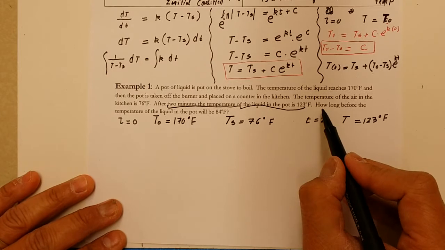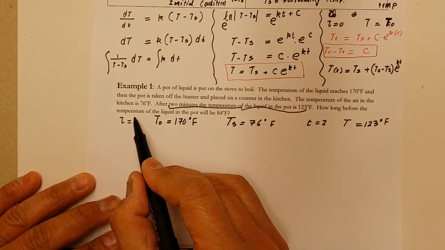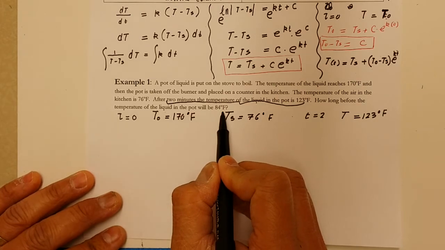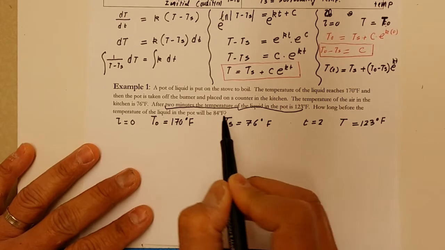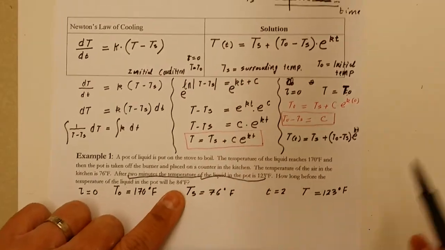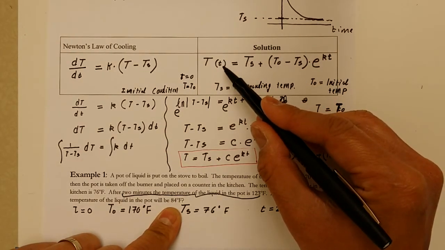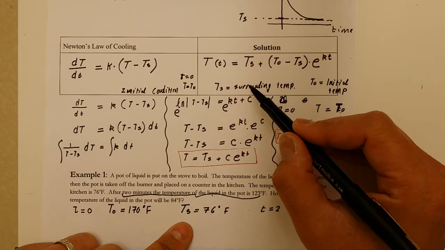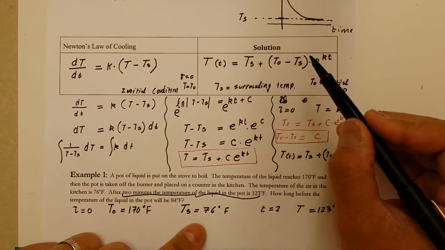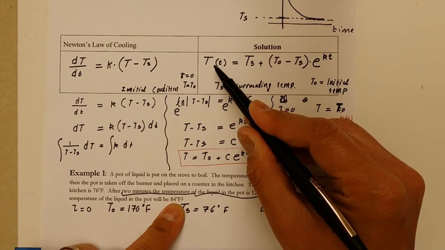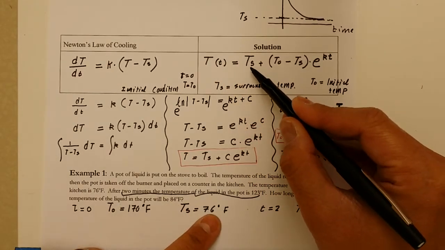So the question here is, how long before the temperature of the liquid in the pot will be 84 degrees Fahrenheit? So we want to know the time so that this is equal to 84. So ideally, here's what we're doing. We're going to plug 84 degrees into here. We're going to plug 76 into here.